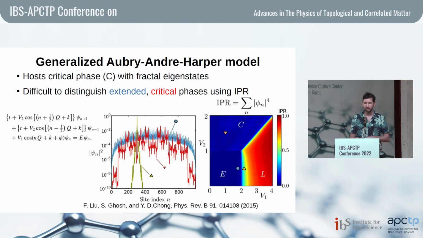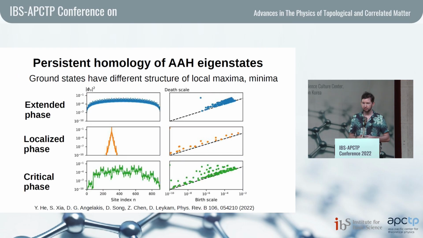In this work, the different properties of the ground state eigenfunctions could be summarized in terms of an eigenstate measure, the inverse participation ratio, which measures the number of strongly excited sites. So we were interested in seeing whether this kind of phase diagram could be reproduced using persistent homology. In this case, as our input to this topological data analysis pipeline, we take the ground state eigenfunctions of our system.